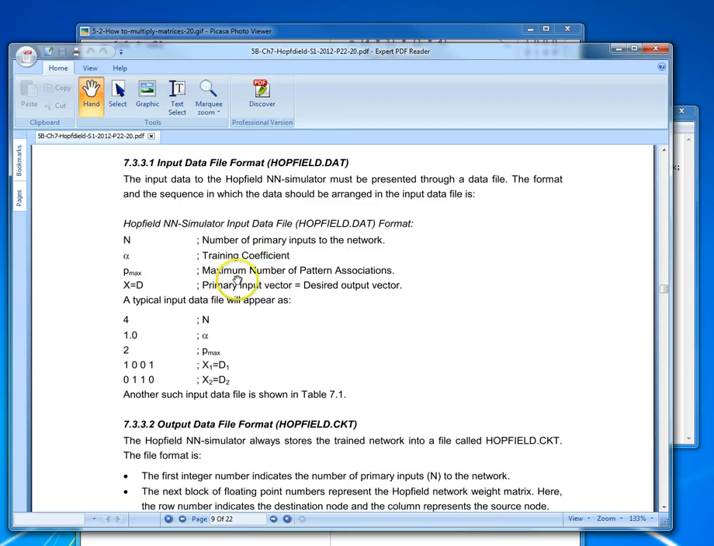In reality, the training coefficient doesn't have much meaning here. You normally set it to 1 because training is actually done in one cycle. It's multiplied, x transpose times x, which will give you the trained pattern. So you don't need to go through multiple patterns, nor do you need to go through epochs. Training is simply done by multiplying x transpose times x.